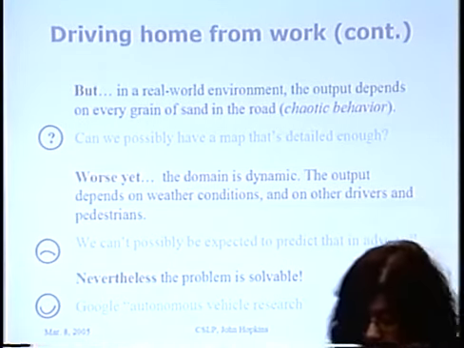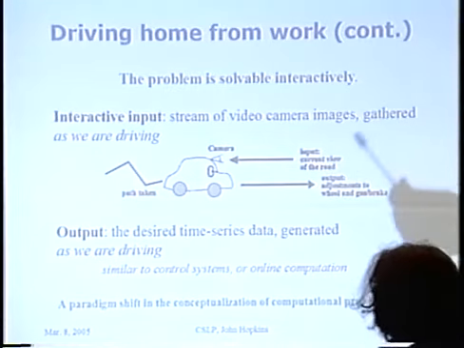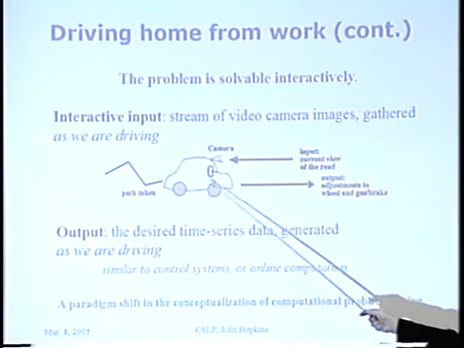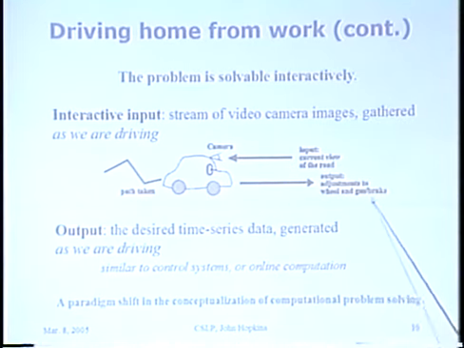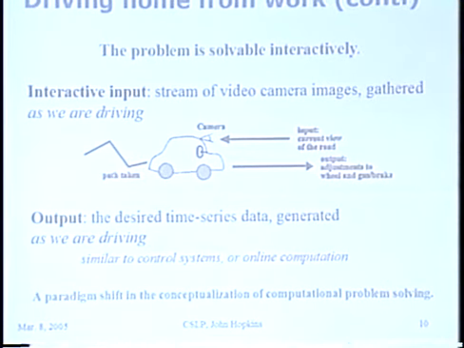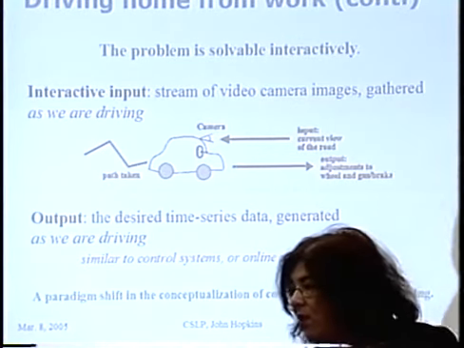So what's the trick? Well, the trick is that you have to reinterpret what you mean by a problem. This problem is solvable, but interactively, where interaction is the right-hand side of the earlier table. In the interactive paradigm, the input is not a single description given to the computation ahead of time. It is an ongoing stream of video camera images, in this case, that is gathered as the car is driving. So here comes the input into the camera. The car recomputes, adjusts the wheel and the gas brake, and as a result, it drives what it needs to drive, and its output is that very same time series sequence that we wanted from the beginning. But it is generated as we are driving rather than ahead of time.